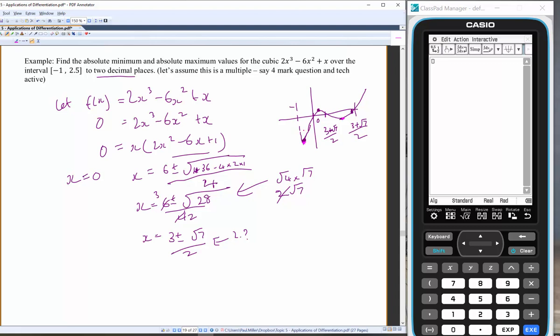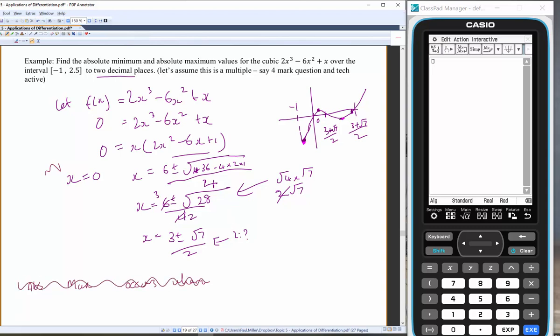Okay. So let's crack on with the task at hand. Well, what color was I doing that in? Yeah, that looks similar. Okay, so we're going to say that absolute max occurs when x is equal to, it's this stationary point here, okay? So we're going to say, no, let's not write that.